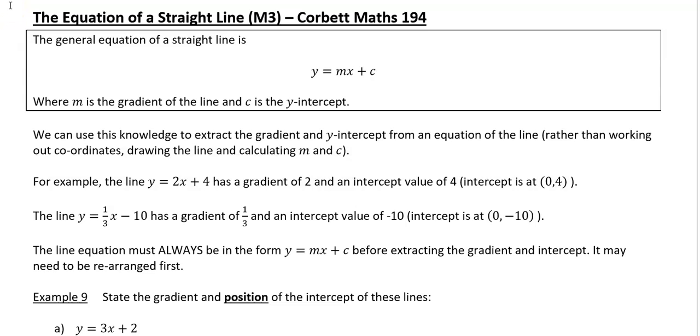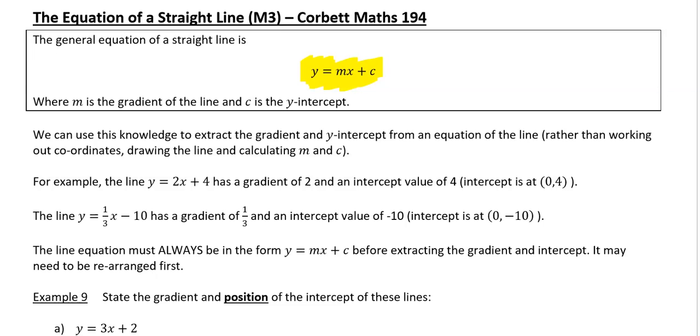In this video we're going to look at the general equation of a straight line. The general equation of a straight line is y is equal to mx plus c. And this is where m is the gradient and c is what's called the y-intercept.